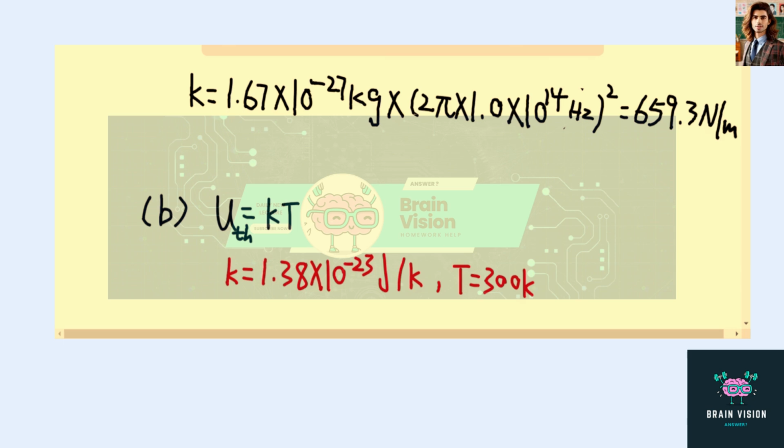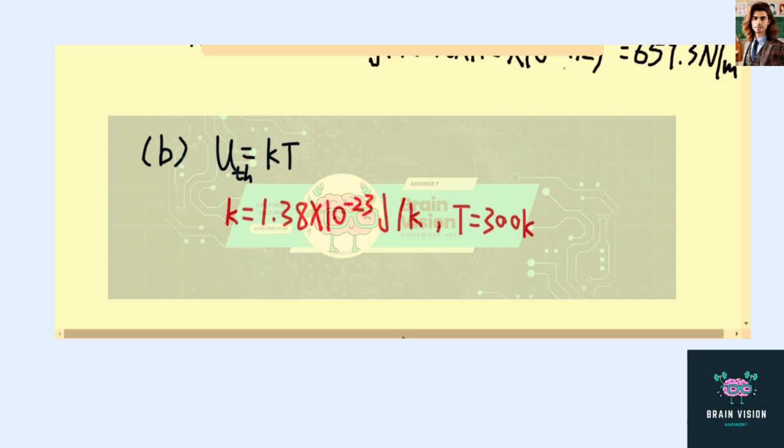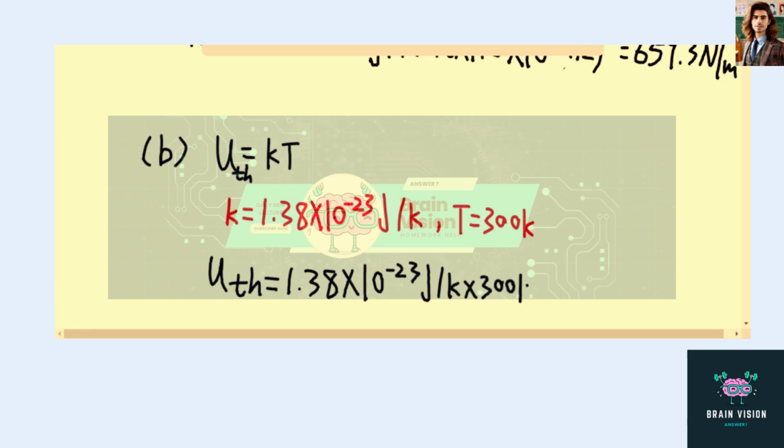For the next question, let's try to determine the average thermal energy, which is given by the formula kT. K is the Boltzmann constant, which is about 1.38 times 10 to the power negative 23 joule per Kelvin, and temperature is given as 300 Kelvin. So therefore, the average thermal energy should be equal to 1.38 times 10 to the power of negative 23 joule per Kelvin, times 300 Kelvin. And this will give us the average thermal energy at temperature 300 Kelvin is about 4.14 times 10 to the power of negative 21 joule.